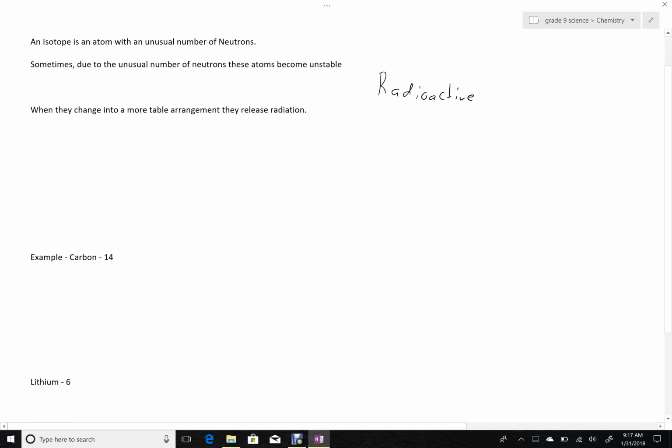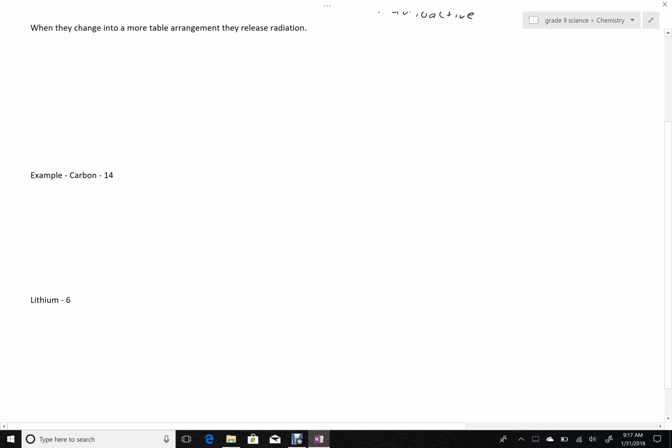Carbon-14. Carbon typically has an atomic number of 6, an atomic mass of 12, which means in a usual situation, the number of neutrons for carbon, the atomic mass minus the atomic number, would be 12 minus 6, or 6 neutrons.